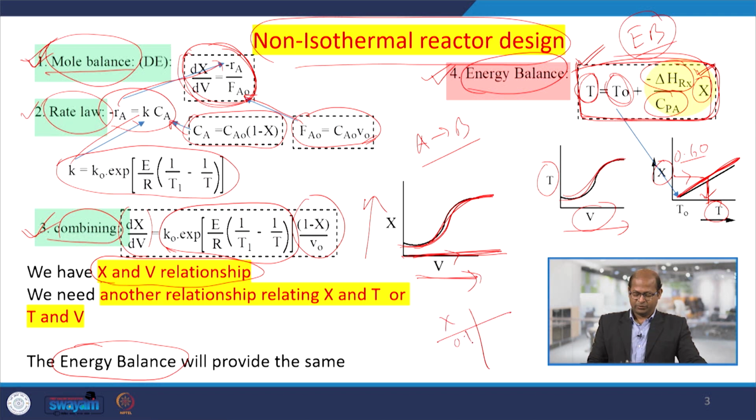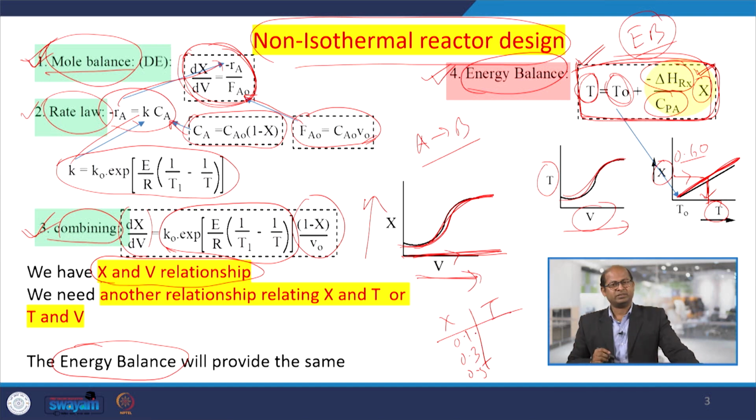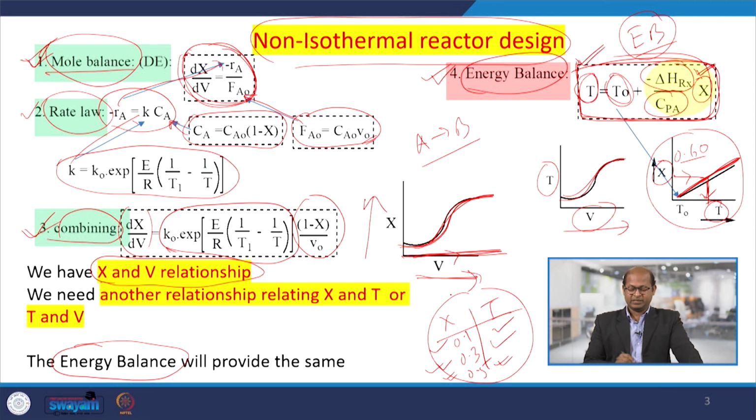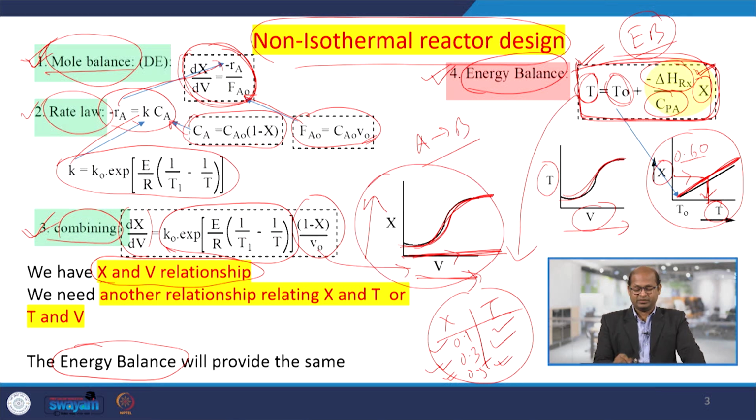let us say 0.1, 0.3, 0.5. So, when conversion is, let us say, 10%, then what would be the temperature. If conversion is 30%, then what would be the temperature. If conversion is 50%, then what would be the temperature inside the reactor. That would give this temperature and conversion relationship from the energy balance equations. Okay. And from the material balance equations we will get the material balance, and this is from the energy balance.